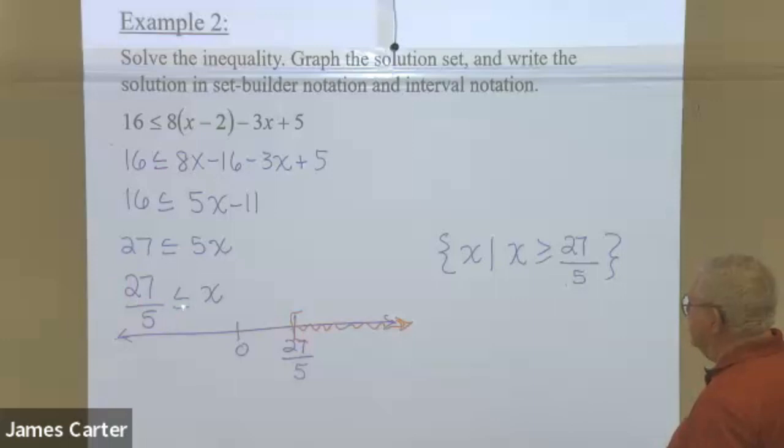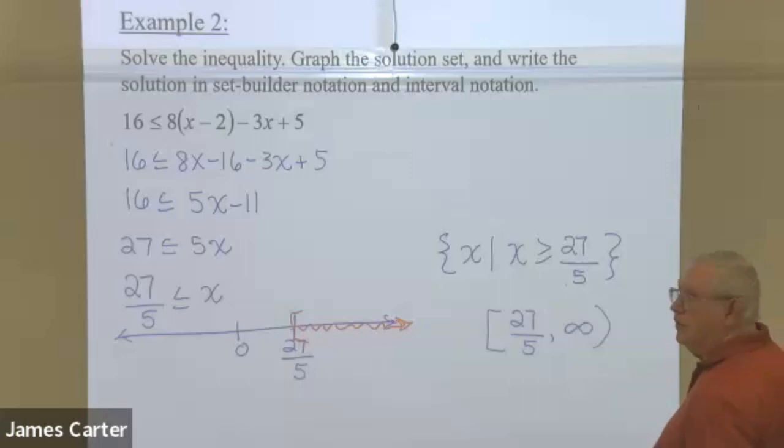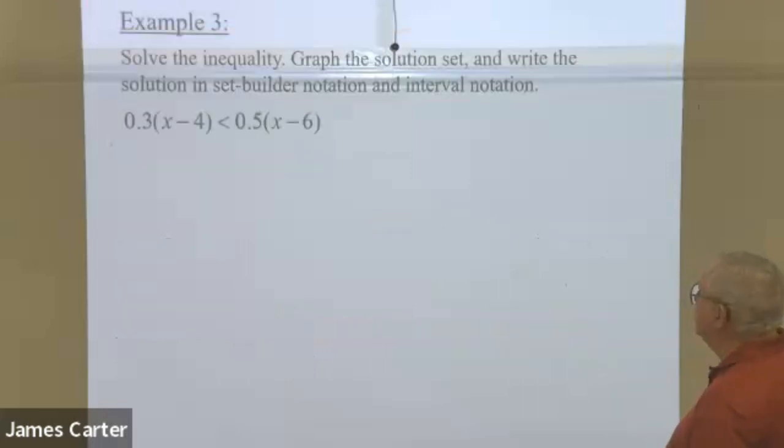This time, because of the or equal, we have to use a bracket showing that it is there. That is the inclusive value. So here we have from 27/5 to infinity in interval notation.